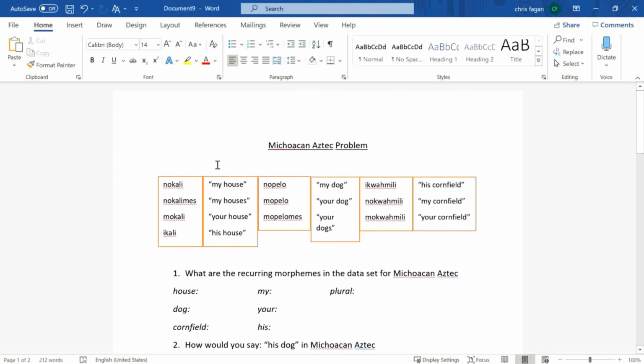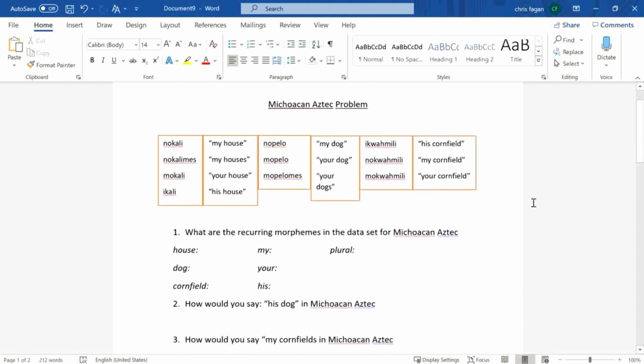So first, let's get started with the Michoacan Aztec problem that we did. Now, I don't know Michoacan Aztec, you don't know Michoacan Aztec, but by doing morphemic analysis, we can figure out how to form meaning in this language. So first thing we need to do is look for recurring meanings and recurring forms. So here I have the recurring meanings listed for you, and now you want to look for the forms that recur every time we see those meanings.